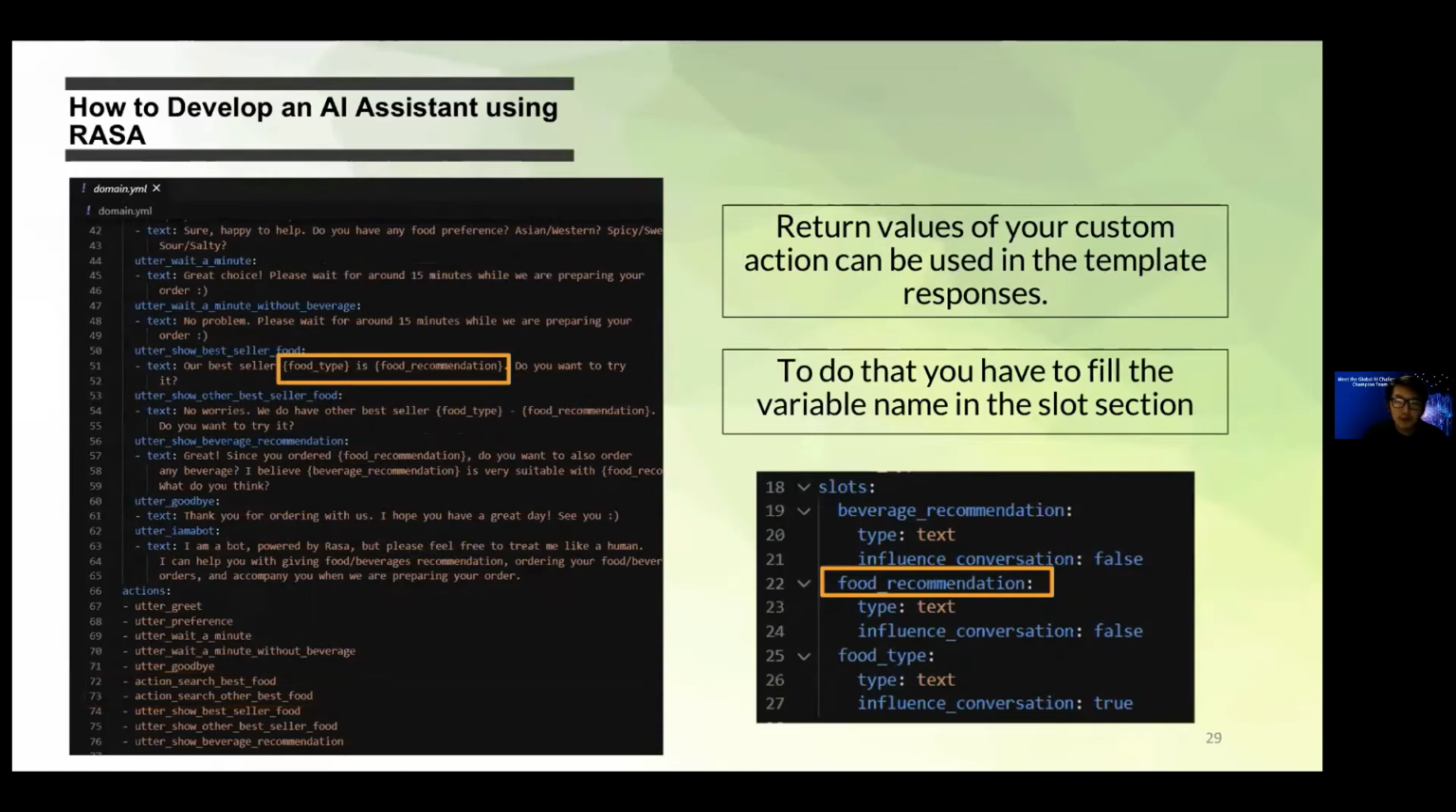And also the returned values of your custom actions can be used in the template response. To do that, you have to fill the variable name in the slot section. So this is the slot in the food recommendation, and it is used at the user show bestseller food.